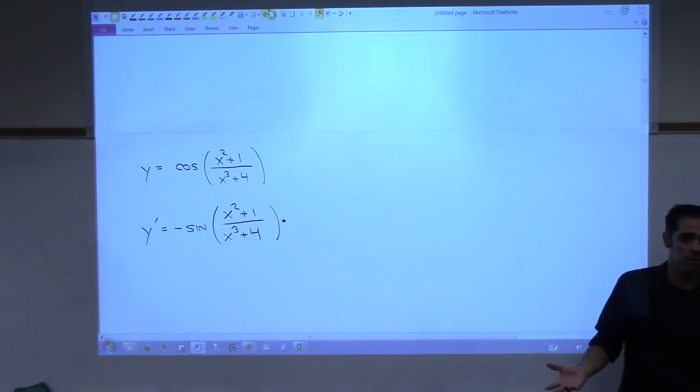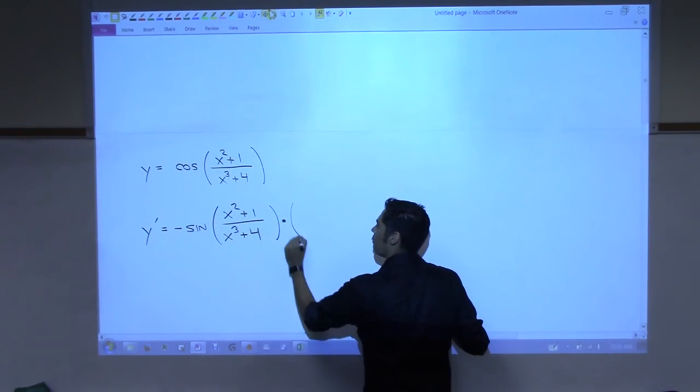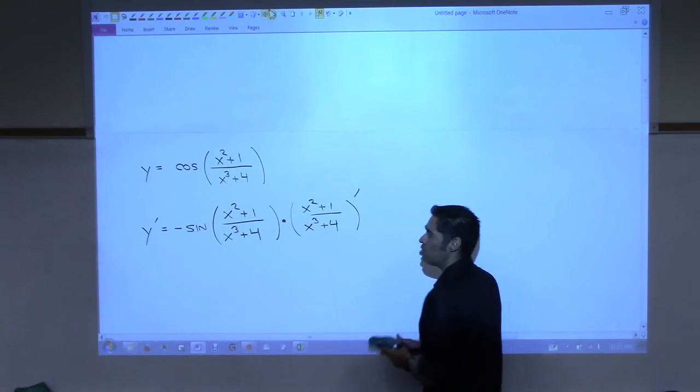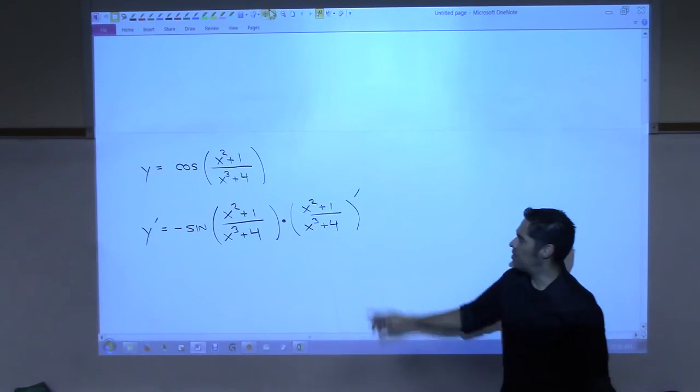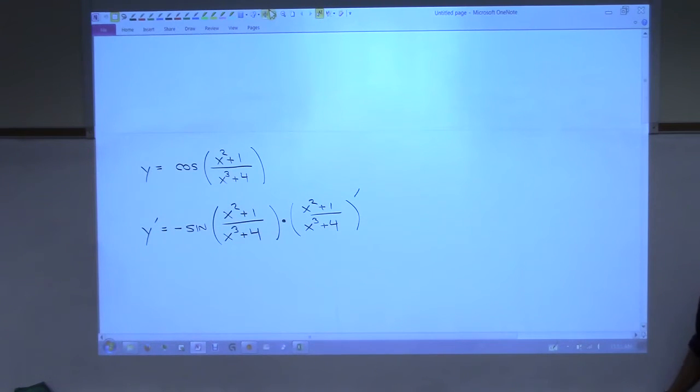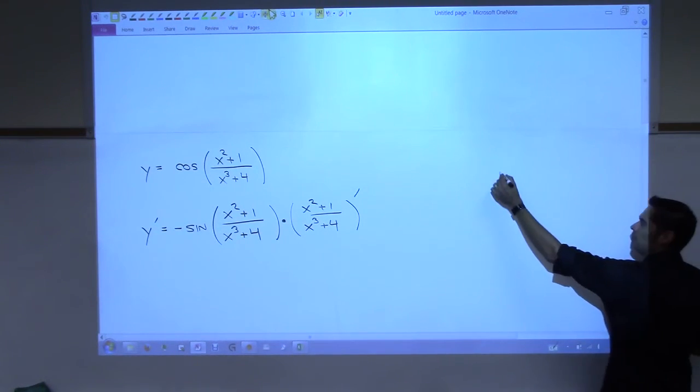It's a quotient rule. So what I'm going to do next to this is I'm going to write down x squared plus 1, x cubed plus 4, prime. Just to let you know I still need to do some work, right? It's the derivative of the inside. And I think I'll do that derivative on the side, like scratch work. Do y'all see what I'm doing?